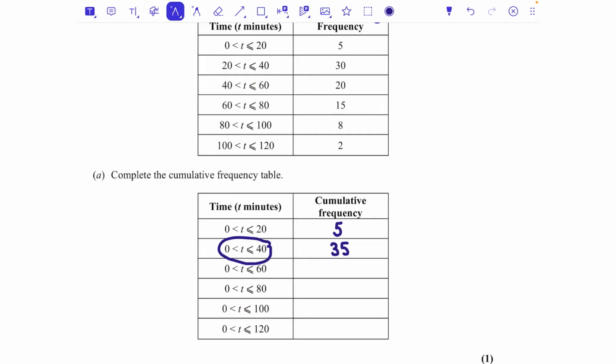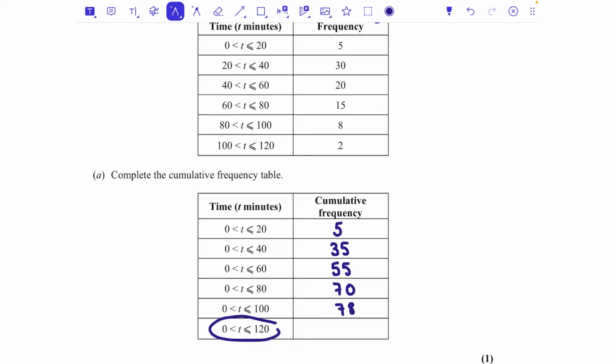For 0 to 60, we want all of the people that took between 0 and 60 minutes to get to work. So that's going to be those 5 people, those 30 people, but also those 20 people. We've already added the 30 to the 5 to get 35. So now let's just add another 20, and that's going to be 55, and so on. So we're just going to add the next number, add 15, that's 70, then add 8, which is 78, and then add the 2.